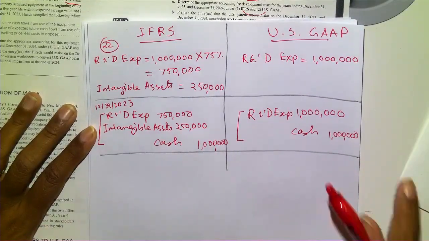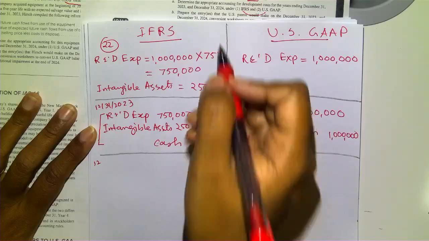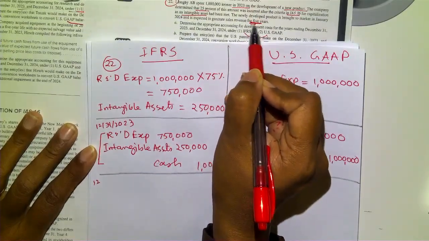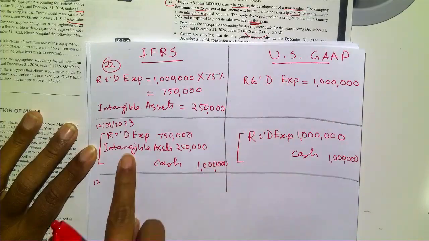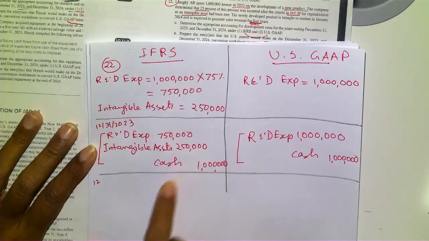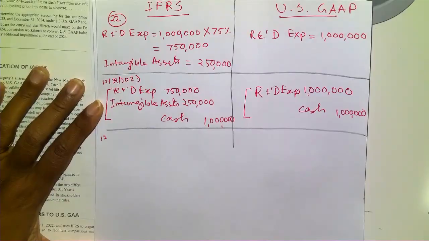Second year, now IFRS. I'm doing IFRS first because the sub is using the IFRS, and we will convert from IFRS to GAAP. Second year, can you calculate the amortization expense? They say that it will generate benefits for 5 years. So whatever deferred cost or intangible assets, you will divide it by 5. That will be your annual amortization expense. And that's what IFRS will do.